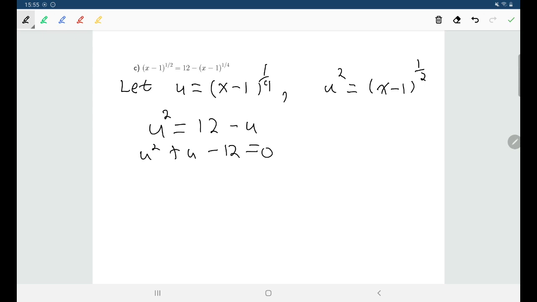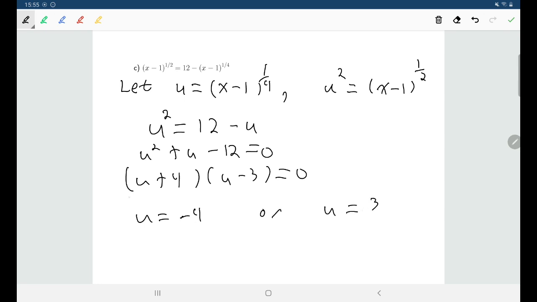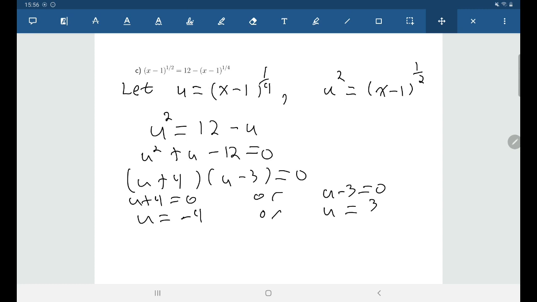and solving. We factor, and we have that u is equal to negative 4, or u is equal to positive 3, because u plus 4 is equal to 0, or u minus 3 is equal to 0. Okay, so we have the values of u, now we just need to find the values of x. So let's continue on. U is the same thing as x minus 1 to the quarter.